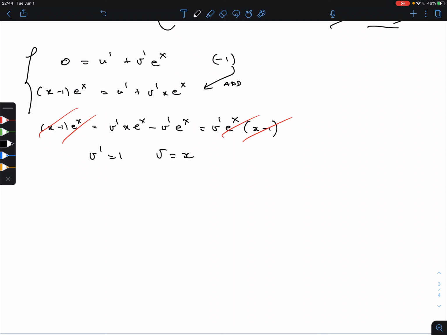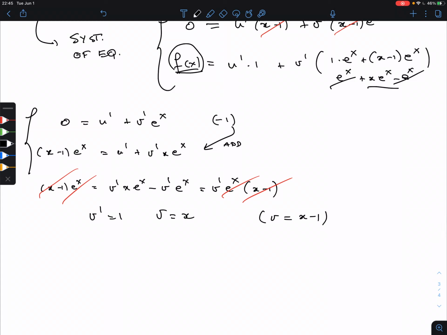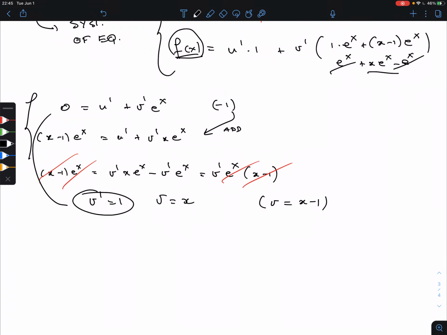Okay, so v is x. Sometimes perhaps, because everything is in powers of x minus 1, it might be better to take this one. Okay, I'm just putting it there. We'll see whether we need that or not. What do we do now? Well, we plug this into one of the equations and solve for the other one, right? So we solved for v prime, now we have to solve for u prime. If I plug this into the top one, 0 is u prime plus e^x. That's again very simple, right? That's minus e^x, so we see that u prime is minus e^x.